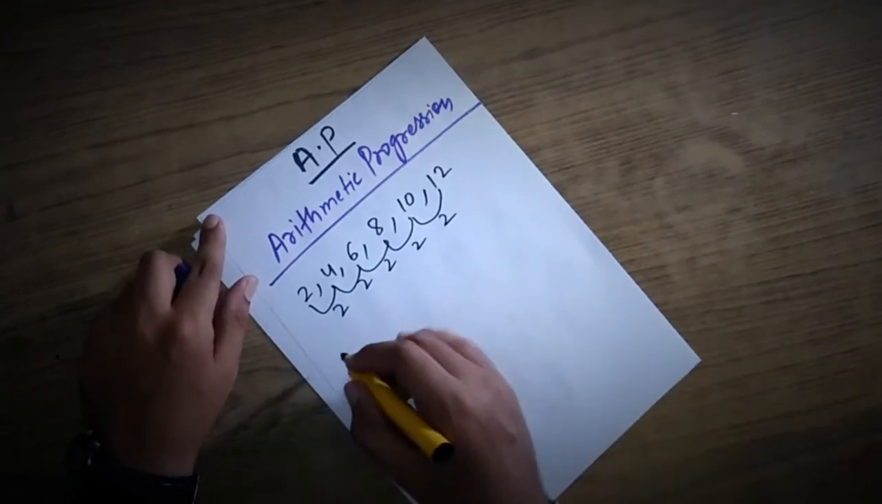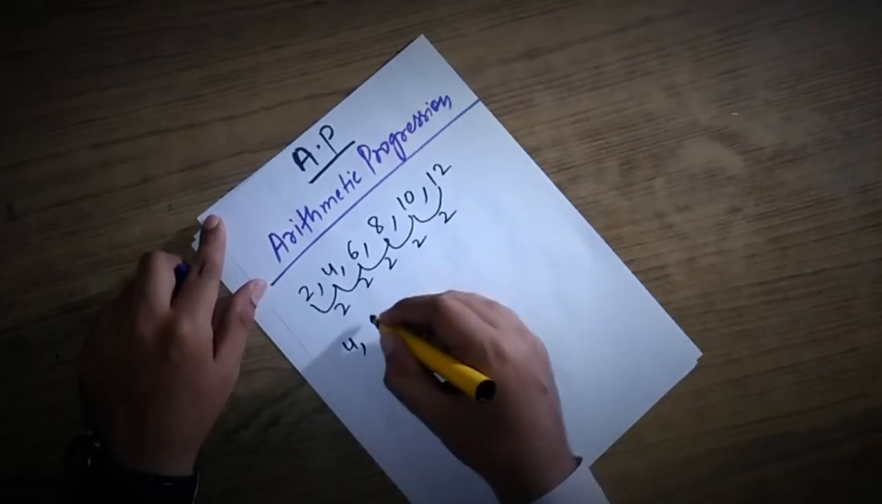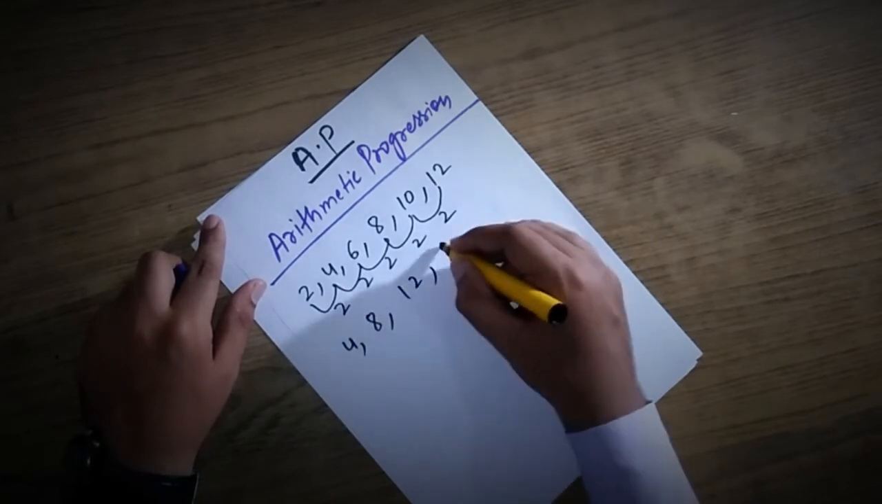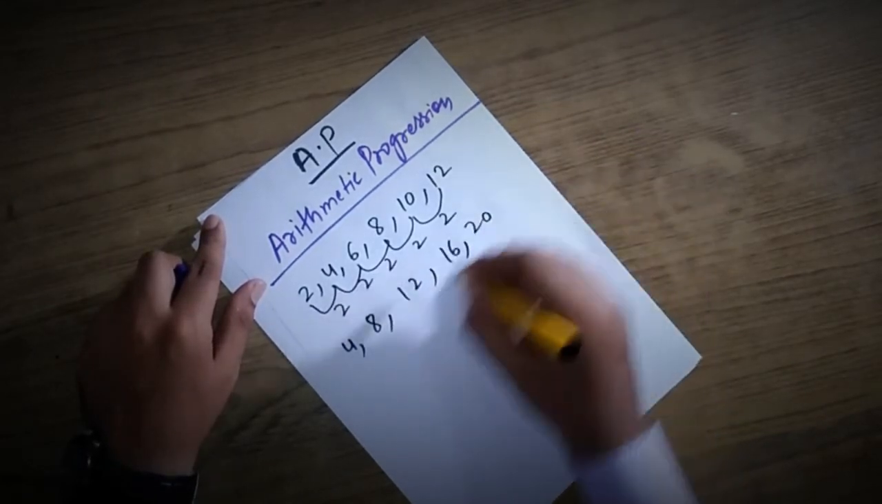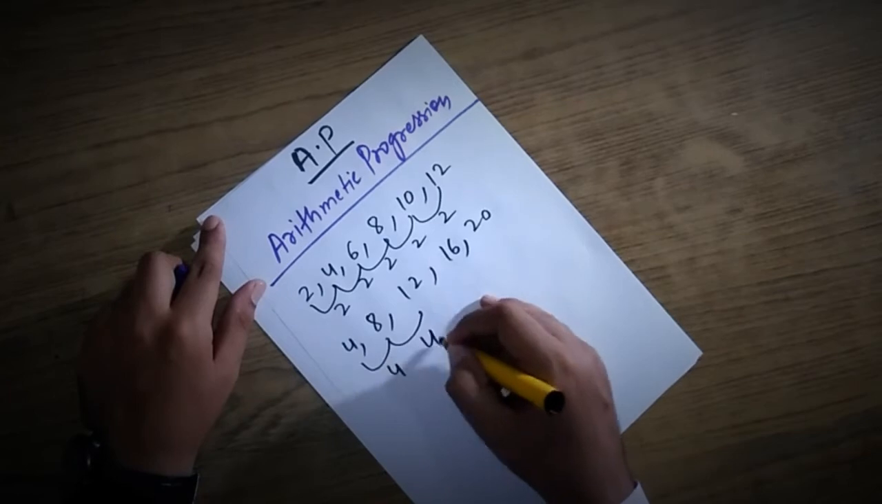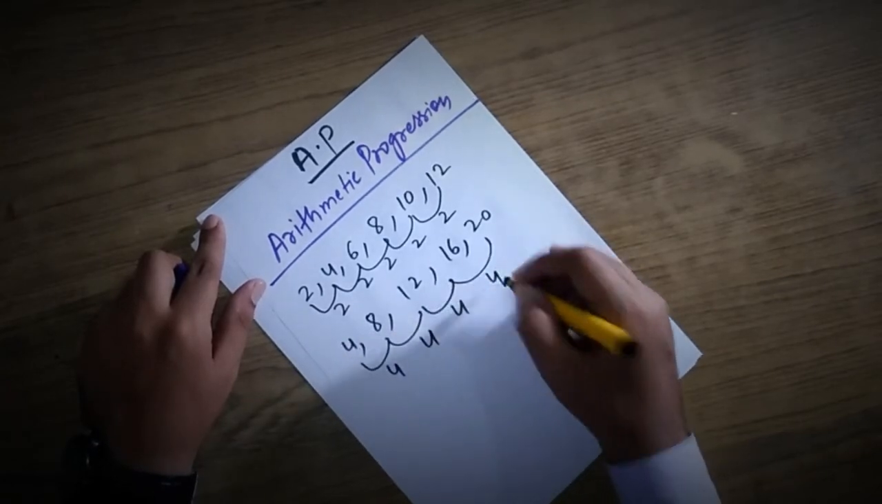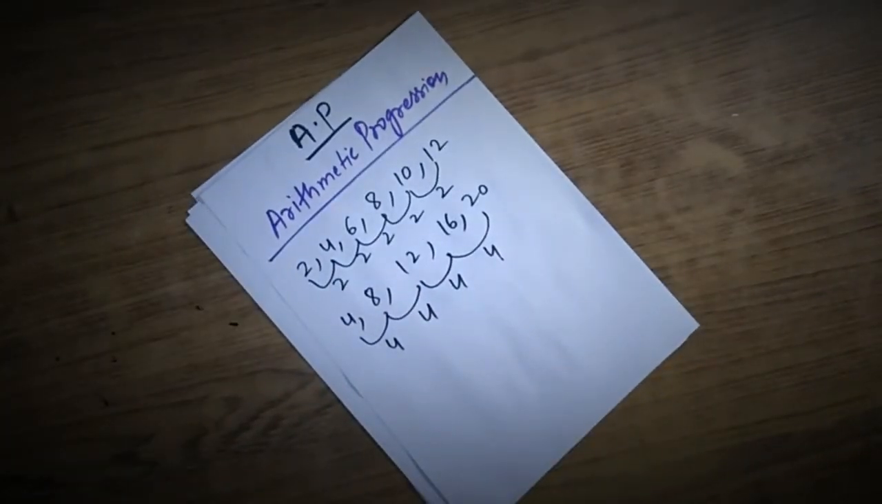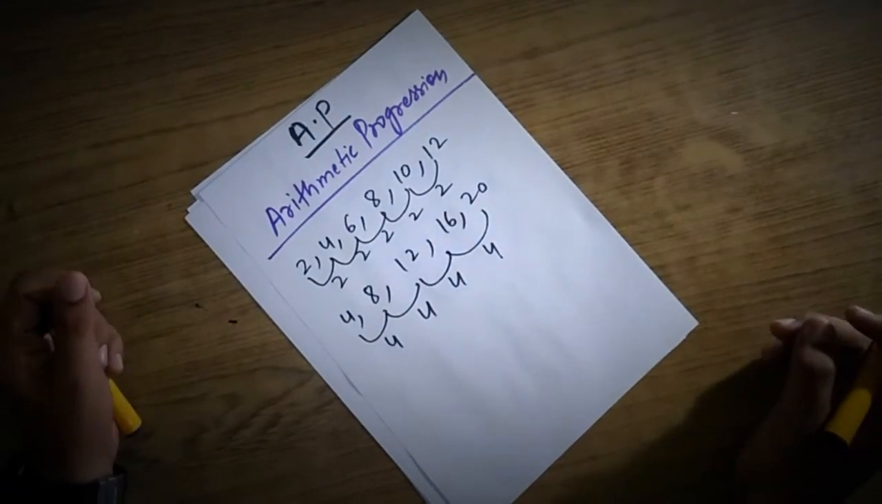Let's take another example. Suppose 4, 8, 12, 16, 20. Here again the difference is the same. Now you can see that the difference is always the same.